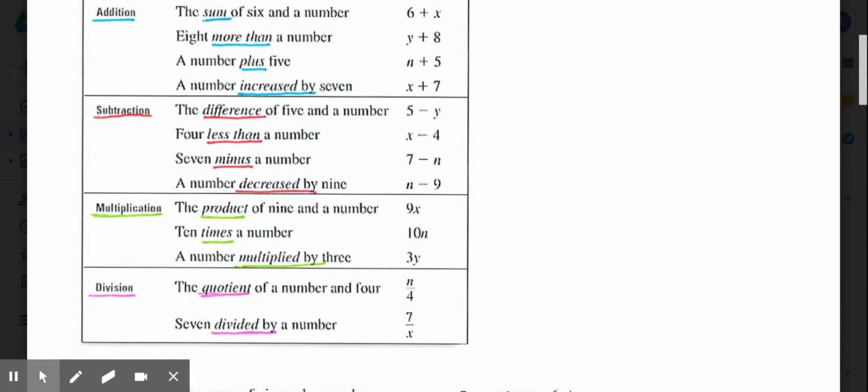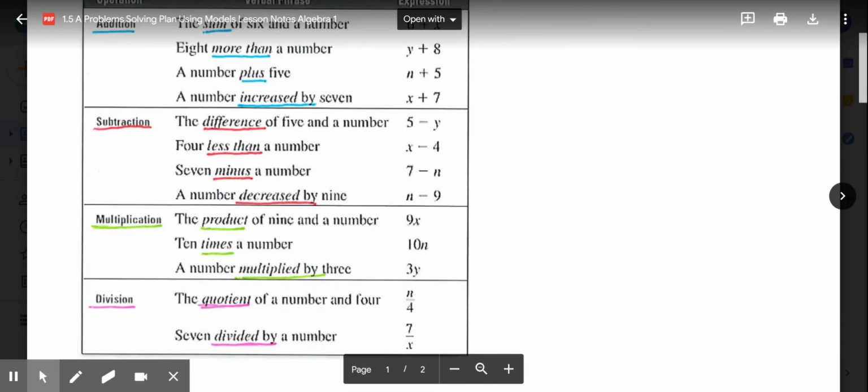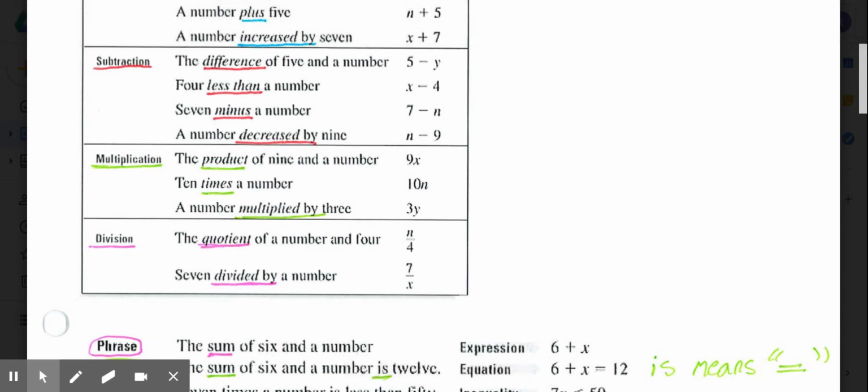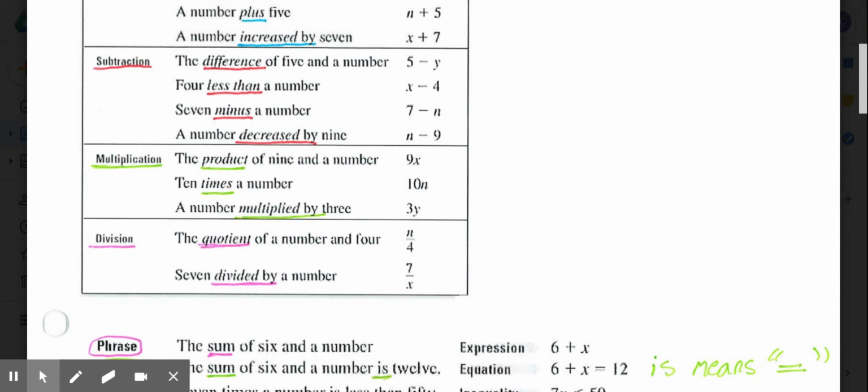For multiplication, we have a few terms here. The first verbal phrase would be the product of 9 and a number. Product means multiplication, so we just write it as 9x. 10 times a number could just be written as 10n, and a number multiplied by 3 could be written as 3y. Remember, a number next to a variable means multiply. We don't necessarily need a symbol in between. If you added a multiplication symbol, that is fine.